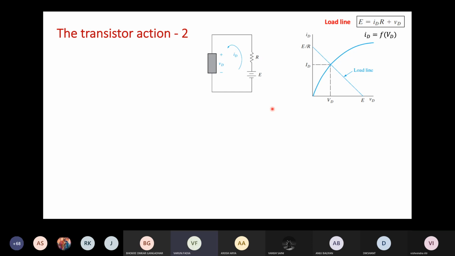Sir, what will the intersection define? Sir, what will it determine in the diagram?